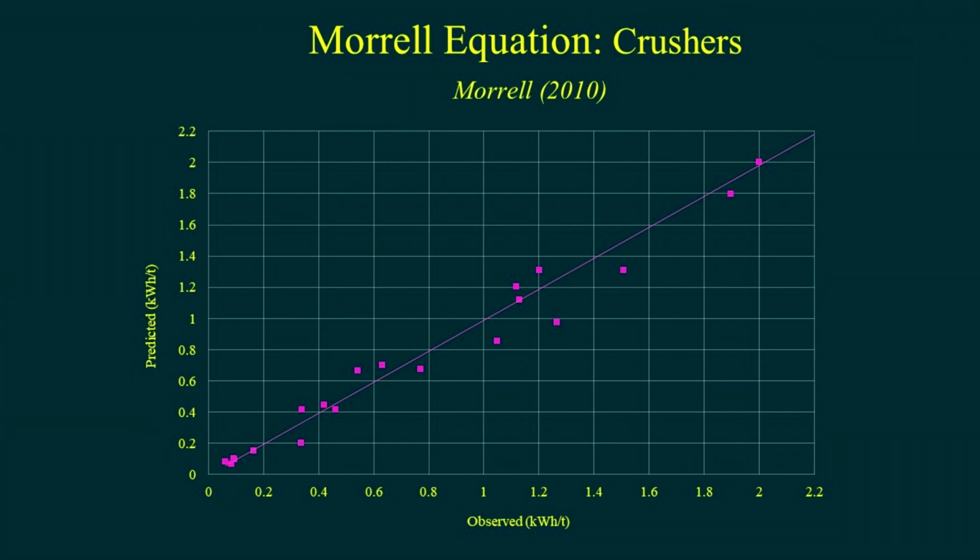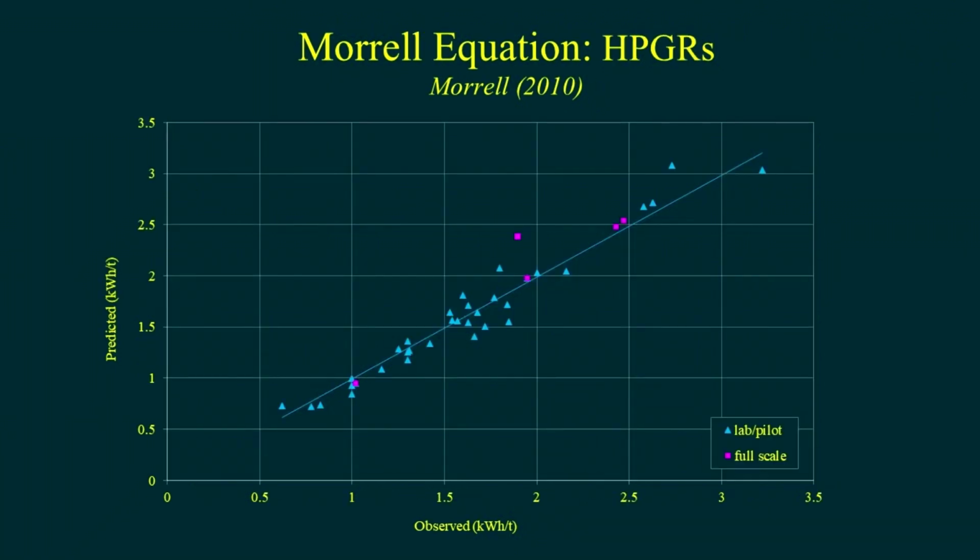The Morrell Mic, if you remember, is for crushers. There's my crushing database. That goes from pebble crushers up there to primary crushers down there. That seems to follow the pattern quite well. You can use the SMC test to get Mih, which is the HPGR equivalent for crushers. If you put it in the Morrell equation, you get HPGR predicted kilowatt hours per ton versus observed. A lot of my database are laboratory and pilot data. That's the blue points. The purple points are full-scale mills, but you can see it's a reasonable correlation.